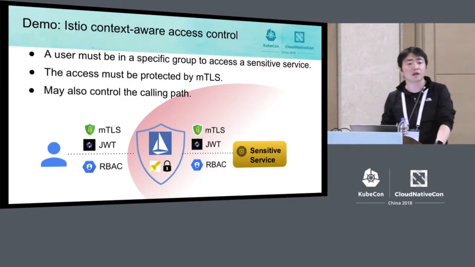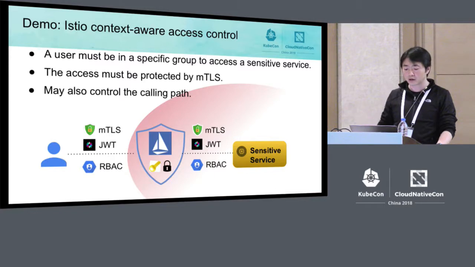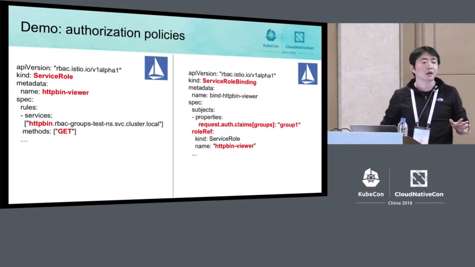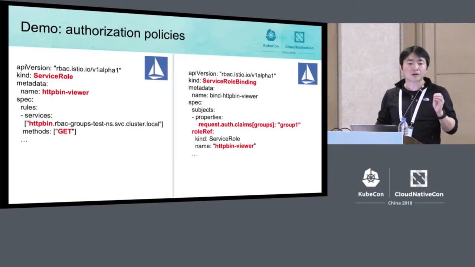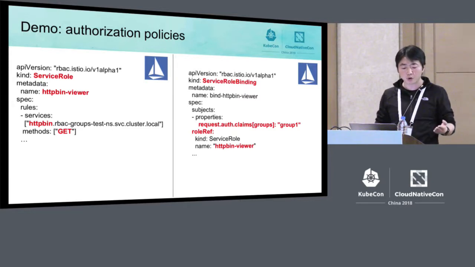But here, for simplicity, I will only use two pieces of context information to protect this service. Here I will give you the detailed policies for this context-aware access control. For a service to protect itself in Istio, it doesn't need to change the code. It basically needs to define the policy and deploy the policy. And the policy is simple to read.